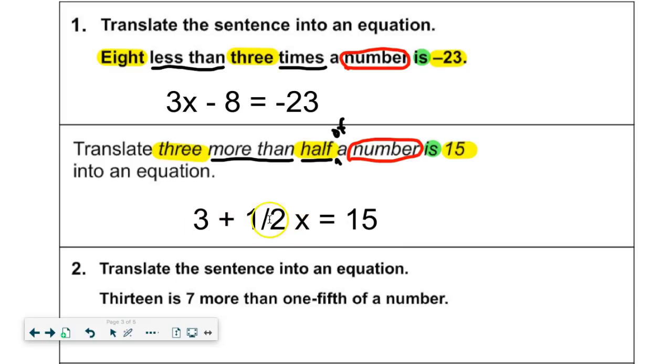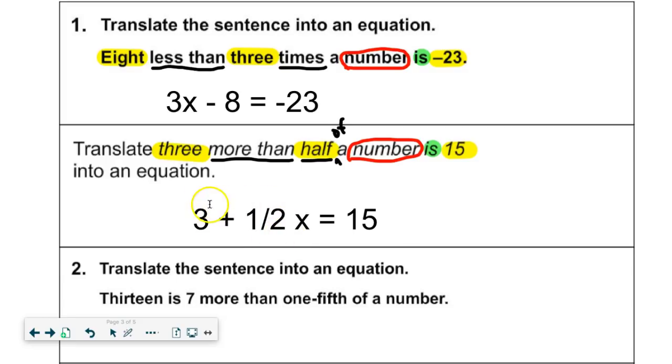Why didn't I flip this around? Well, up here, subtraction, order is important. Commutative property does not apply. Down here, addition, order is not important. Commutative property does apply. So it's certainly correct to have 1/2 x plus 3.